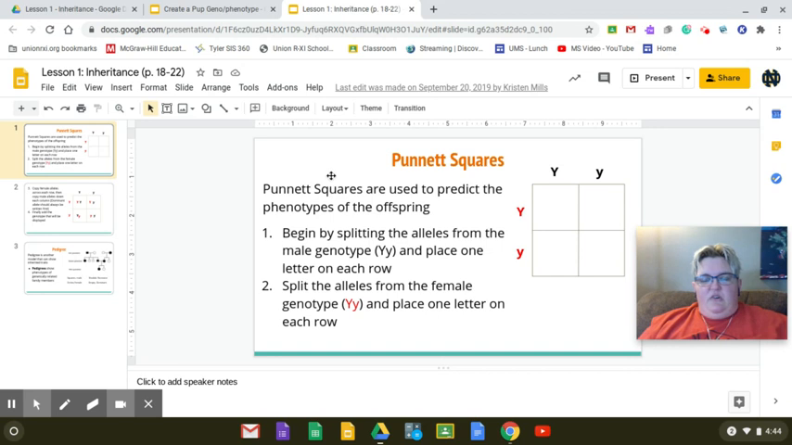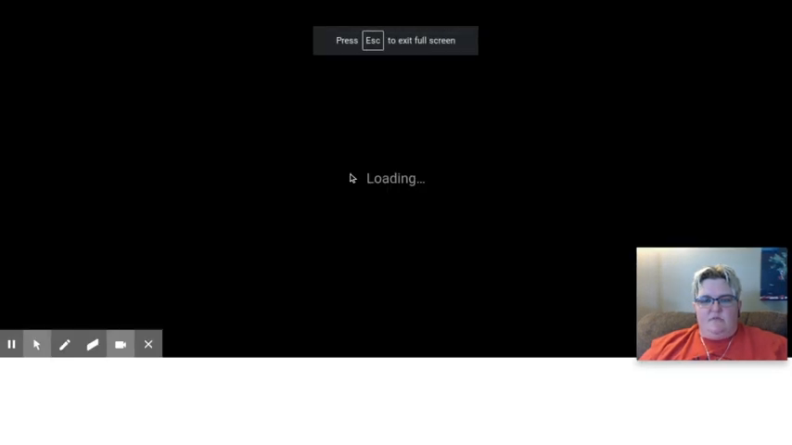Today we're going to be going over the second part of Lesson 1 with inheritance. It goes with pages 18 to 22 in your book. It's dealing with Punnett squares. Okay, so let's go ahead and take a look at how those work.